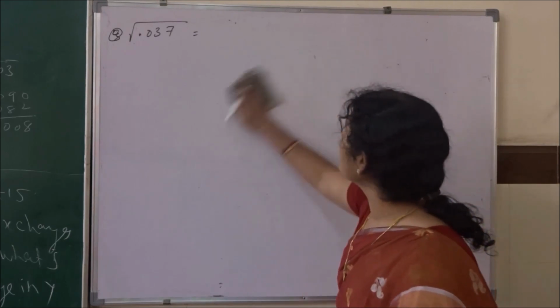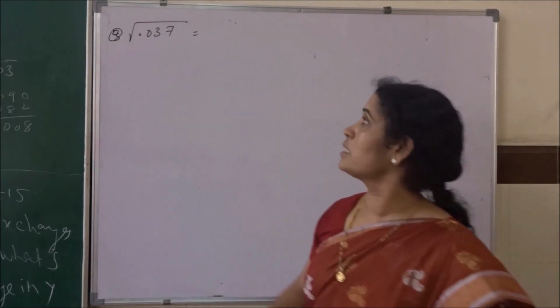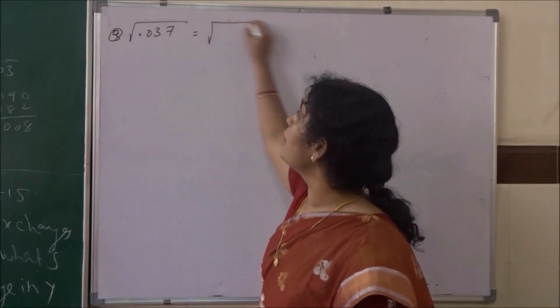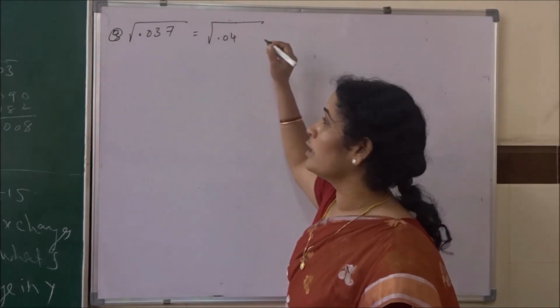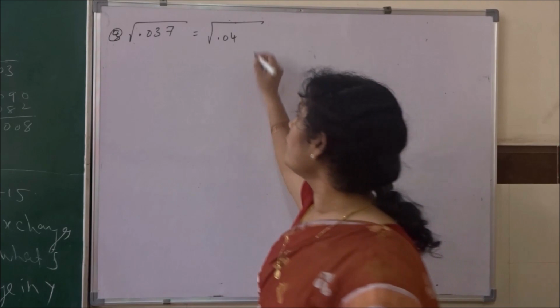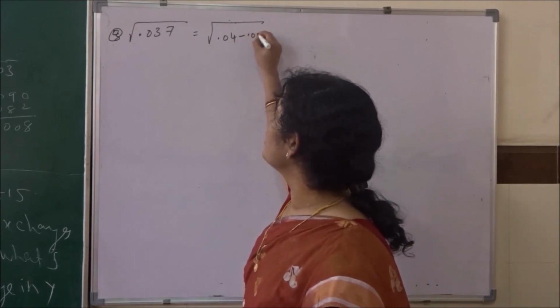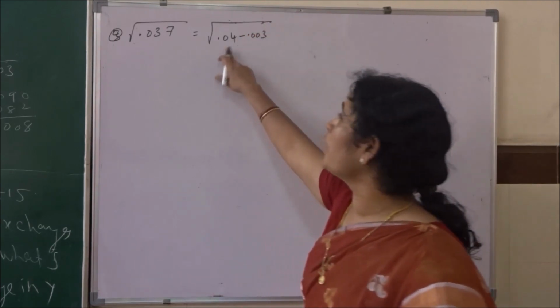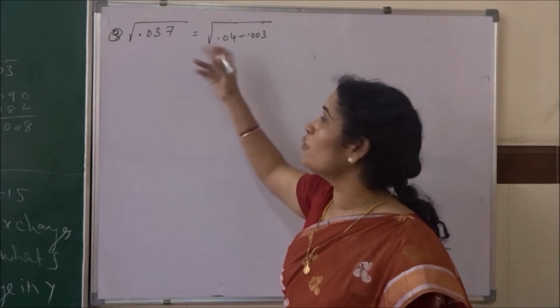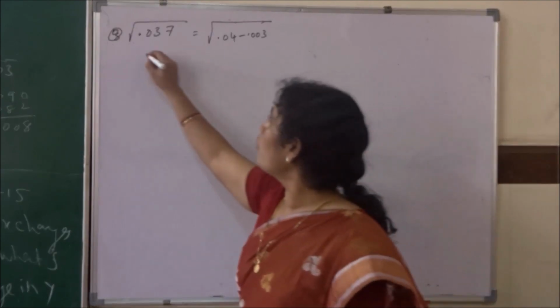So that is, delta x is equivalent to negligible. Keep that in our mind. So what is the nearest under root number? 0.04. Clear to you? 0.04 and then minus 0.003. What is the square root of 0.04? 0.2. Okay, fine.